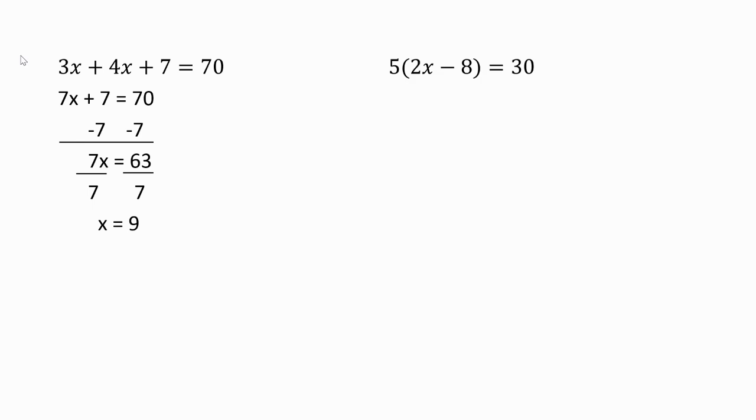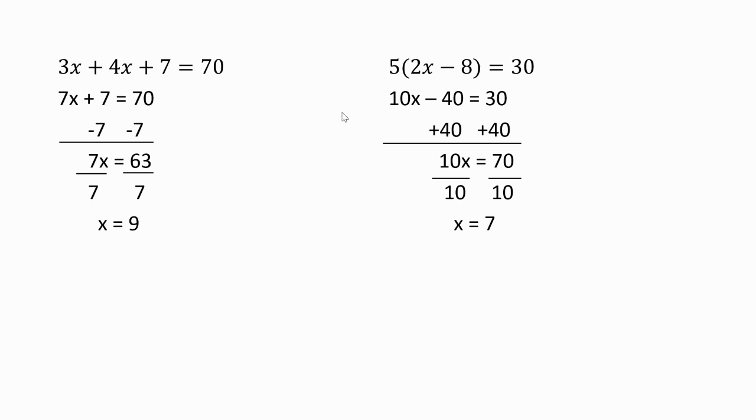So in this one here, there's no combined like terms, but there is distribution property on the left hand. So I'm going to distribute that 5, right? So 5 times 2 is 10, and 5 times -8 is -40. Now I'll use my addition property, add a 40 to both sides. That's a 0 pair. Bring down the 10x. Then I will divide both sides by 10. Division property, and x equals 7.